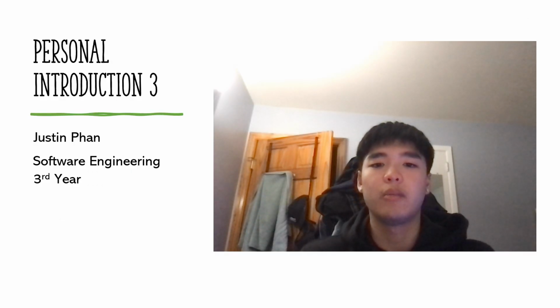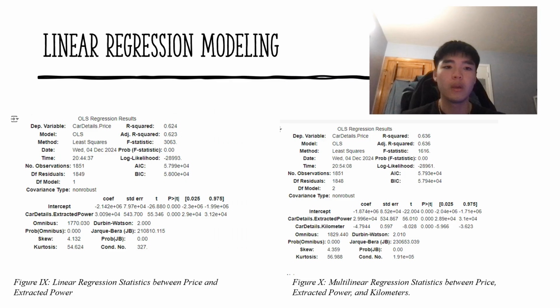Hi, my name is Justin Fan, and I'm a third year software engineering student at Stevens. So for our linear regression modeling, we first selected the car's extracted power as the independent variable, and we found the f-stat value to be 3063 and the p-value to be less than 0.001, which shows that the car's extracted power is statistically significant in the outcome of the car prices. And the t-stat value is 55.346, which supports that case even more.